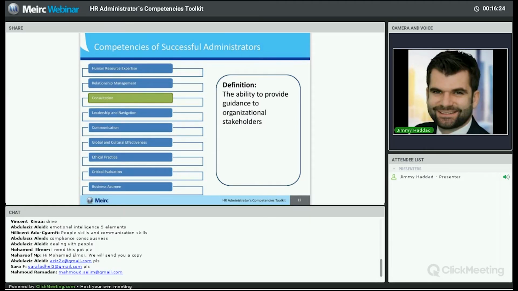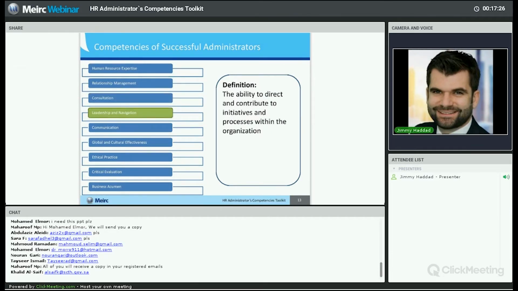Now, another of the competencies is that of consultation, which is the ability to provide guidance to organizational stakeholders. Now, to provide guidance to organizational stakeholders, one should be able to develop a proactive perspective on consulting projects. And one should have the ability to gather and analyze facts and data for business solutions. When we talk about guidance, often individuals from outside the HR function may have questions about things related to the local labor laws. Providing proper guidance and consultation is having the ability to provide the right information as indicated by labor law to all of our internal employees.